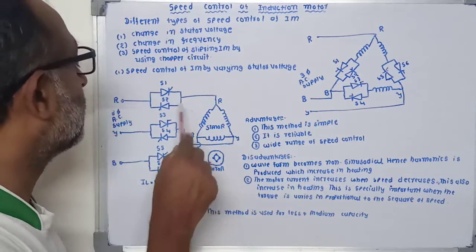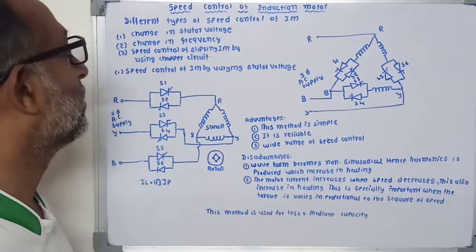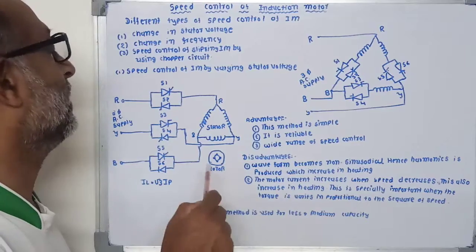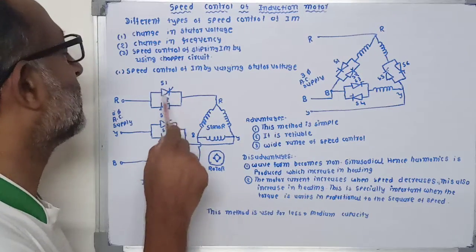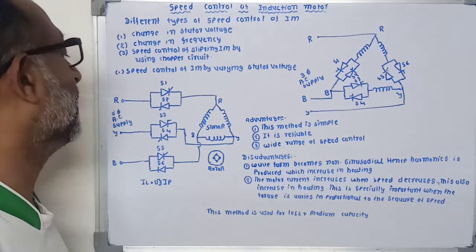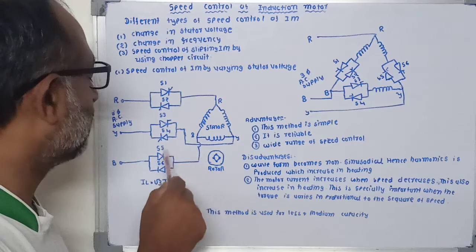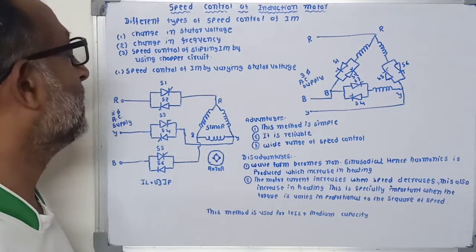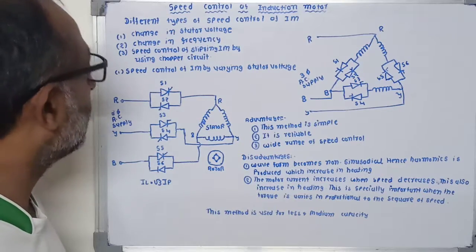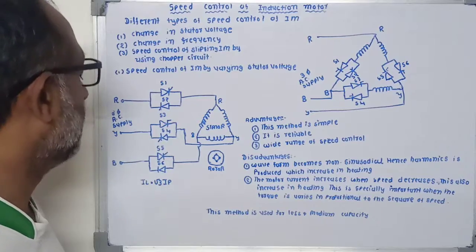This is the diagram for the speed control of induction motors by varying stator voltage with the help of SCRs. In this case, two SCRs are connected in anti-parallel in each and every phase. So here S1, S2, S3, S4, S5, S6 are the SCRs used to supply the stator voltage of this induction motor.